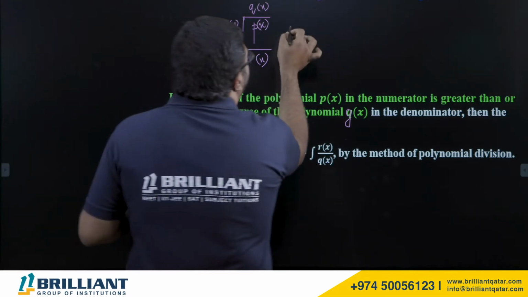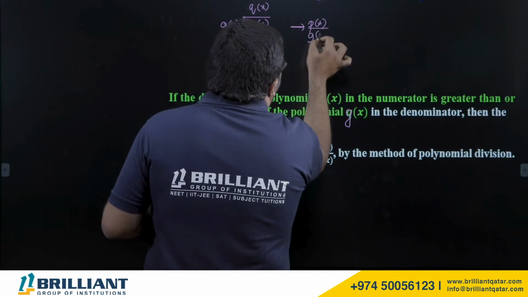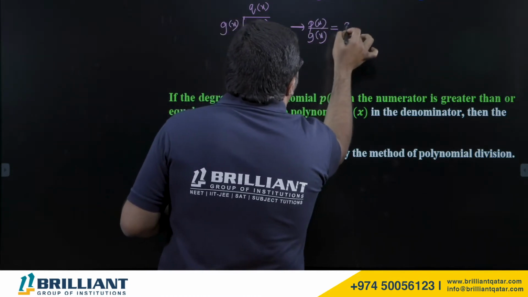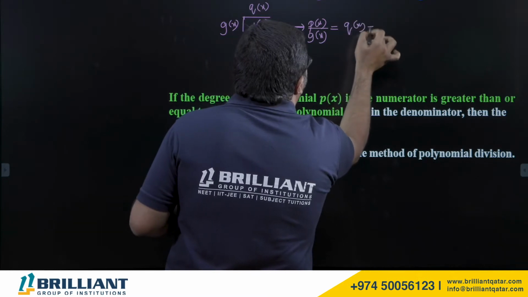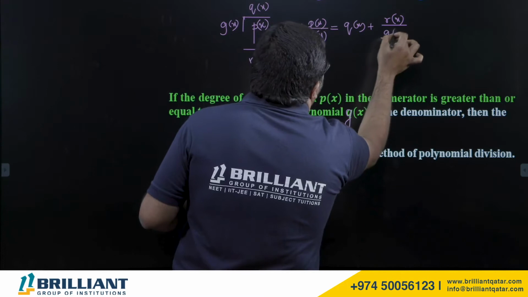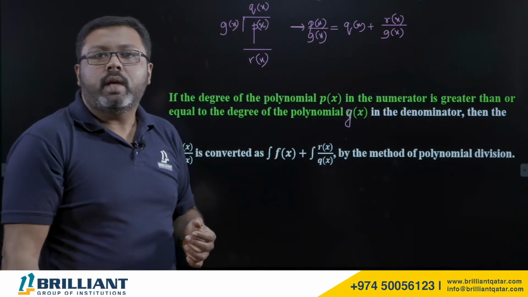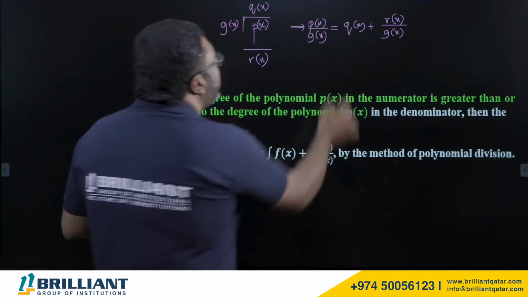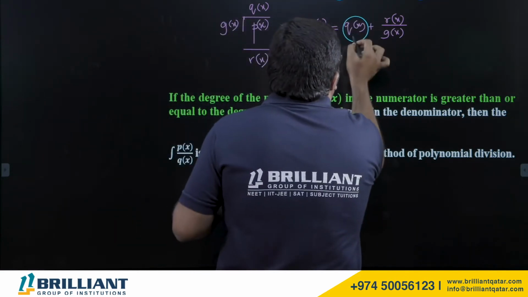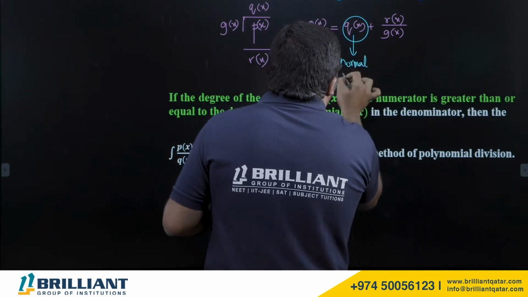Then p of x by g of x can now be written as the quotient q of x plus the remainder r of x divided by the divisor g of x. This is how you will write it. Then here, in the first part, you will do normal integration.